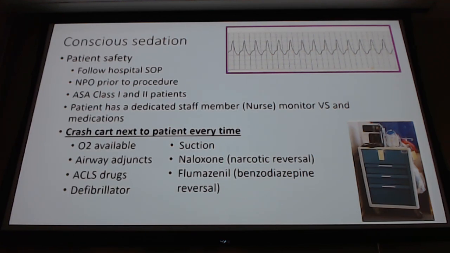Normally we only use it for class 1 and 2 ASA patients. If they are higher than that, then that's when we go to either the ICU or the OR. And then we try to make sure that they are NPO prior to the procedure for at least 4 to 6 hours.